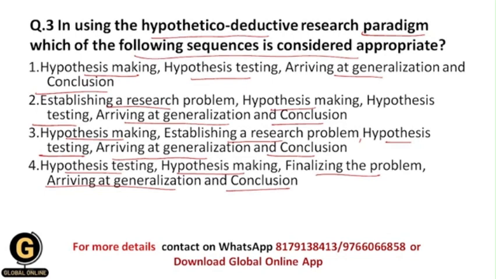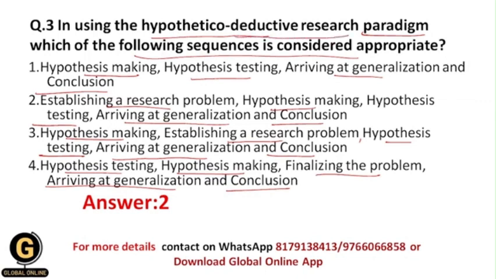Okay, so your correct answer should be 2, because whenever you do any kind of research, your first step should be to establish a research problem. Okay, and that's why basically you need to first identify and establish the research problem, then after that formulate a hypothesis, then test the hypothesis, then arrive at generalization, and the last step will be the conclusion. Okay, so what is the meaning of the hypothetico-deductive research paradigm?